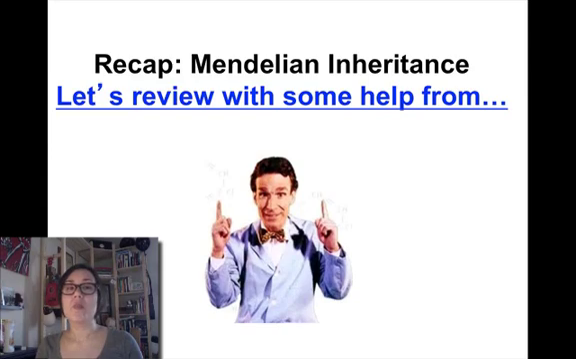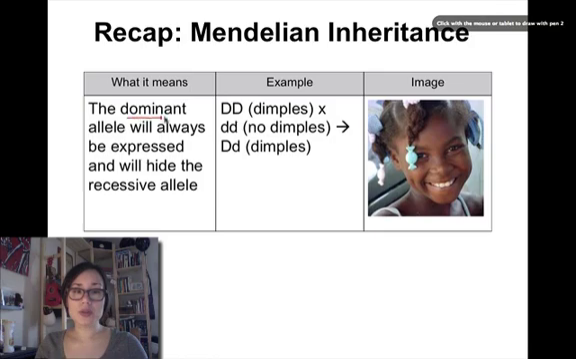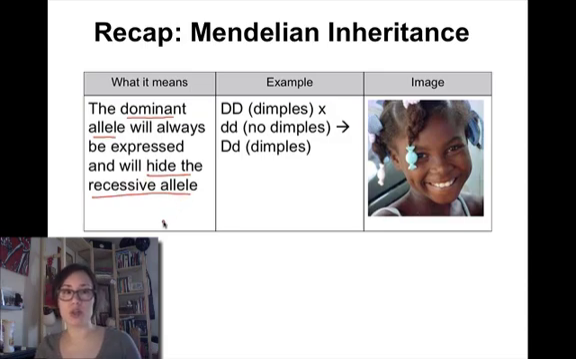So remember that Mendelian inheritance deals with simple dominant and recessive alleles. Dominant alleles will always be expressed and they will always hide the recessive allele. So that means that the capital letter is stronger than the lowercase letter. So here's an example. If I were to cross a parent who had dimples, and dimples are a dominant trait, so they're capital, that's their genotype, with a parent who has no dimples, so they're homozygous recessive, we would get a child who has dimples who is a heterozygote.